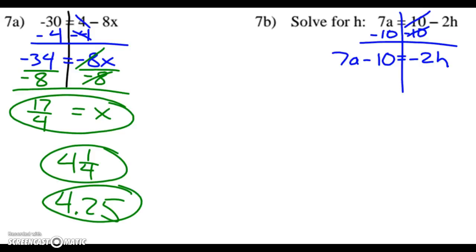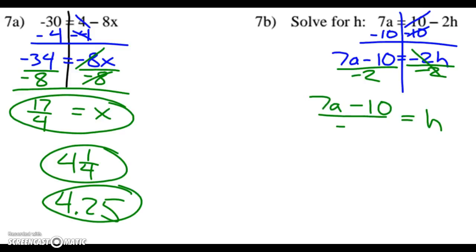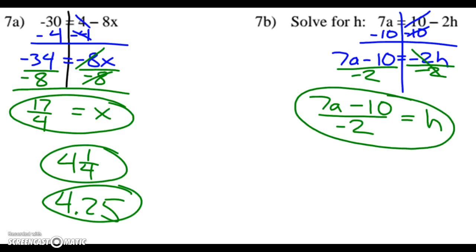And then, to solve this for h, I would divide both sides by negative 2. Now, when you divide by a negative in these literal equations, that can get a little bit messy. So h equals 7a minus 10 all over negative 2. This is one acceptable answer for me. Okay. Some versions of this answer will ask you to simplify it completely, and what they mean by that is they don't want any negatives in that denominator.